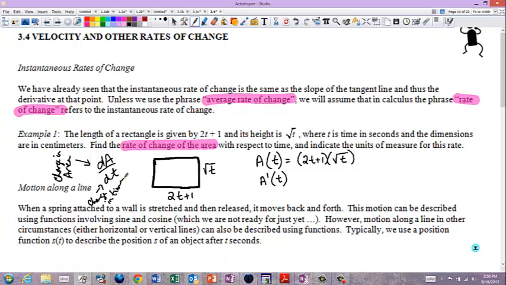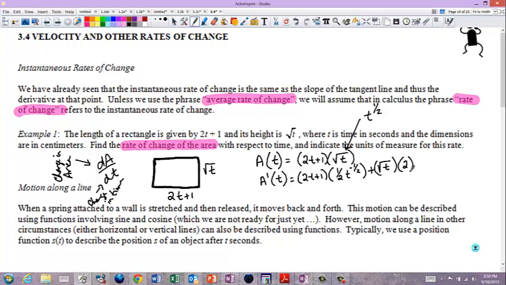So A prime of t, this is a product rule, so we would do d1 d2. Now I'm going to rewrite the square root of t as t to the 1/2. So d2 would be 1/2 t to the negative 1/2, plus 2 square root of t, d1 times 2. And that's it. That's the area.